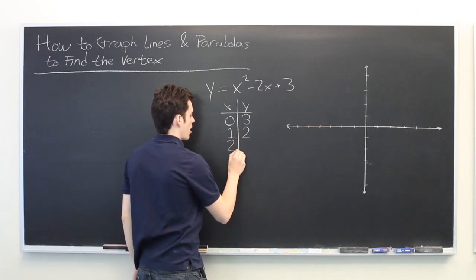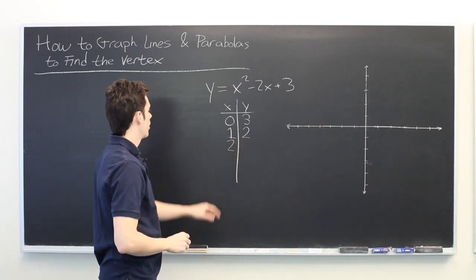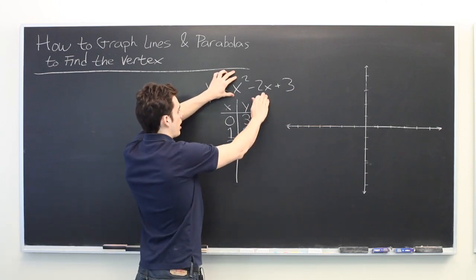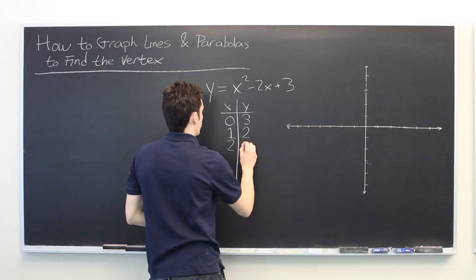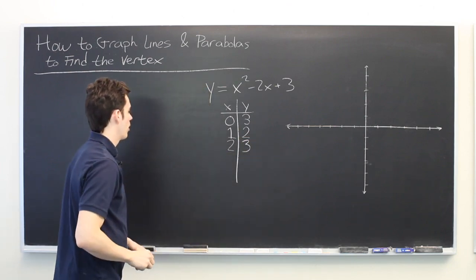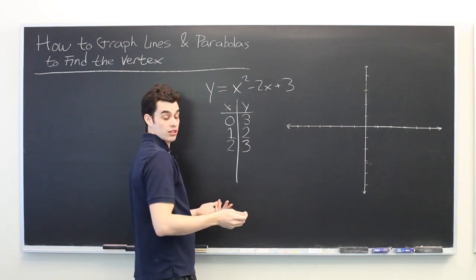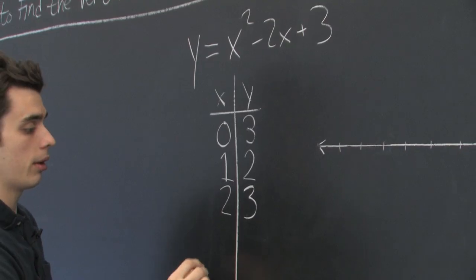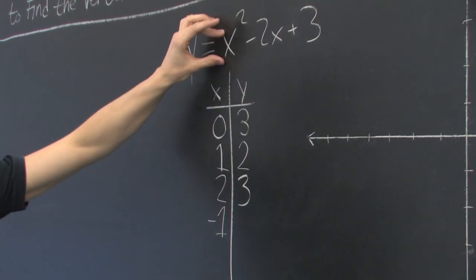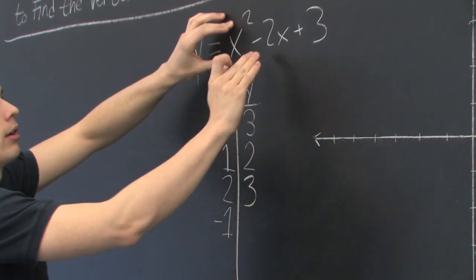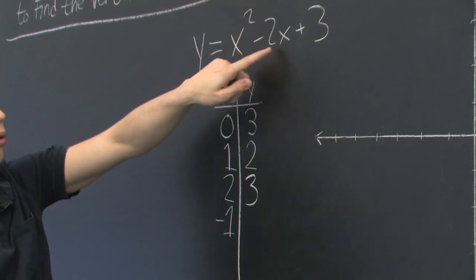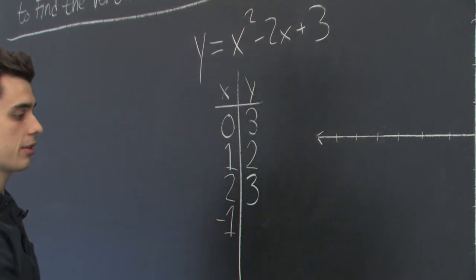Go ahead and keep going in the positive direction. X equals 2. We have 2 squared is 4. Minus 4 is 0. Plus 3 is 3. Okay. Let's give ourselves some negative values to work with. How about negative 1? Negative 1 squared is 1. Minus 2 times minus 1 is plus 2. So 1 plus 2 is 3. Plus 3 is 6.